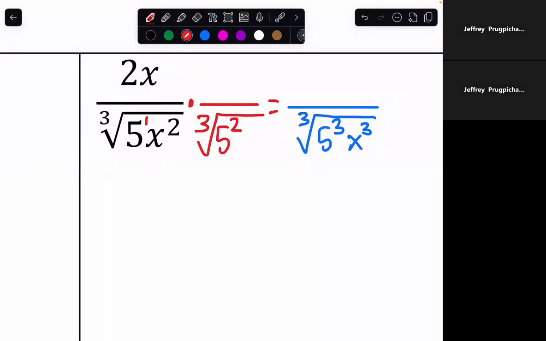Now what about the x's? You're starting with x squared, and you need to end at x cubed. So you start with 2 to end at 3. You just need 1 more. So you would just multiply by x, or x to the first power.